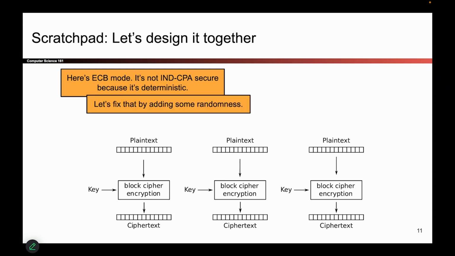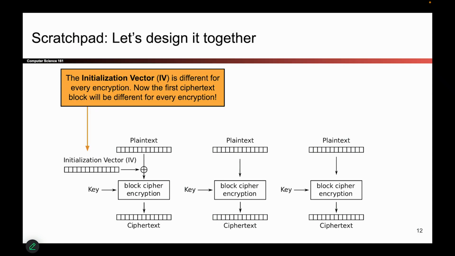So to make it non-deterministic, I'm going to start adding some randomness. If I throw in some random bits somewhere, maybe I can make it so that when I encrypt the same thing multiple times, the output is not the same every single time, thanks to some randomness that I add in, and it's different for every message that I encrypt. So let me try throwing in some randomness.